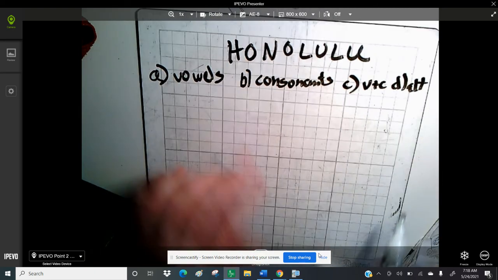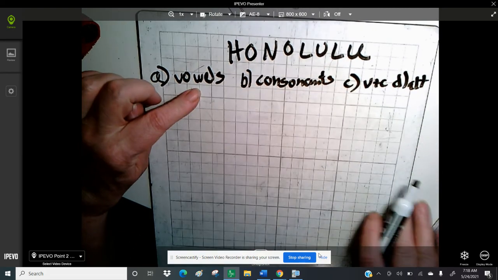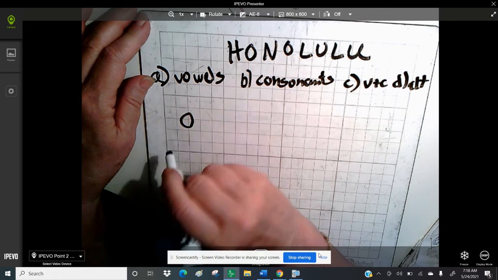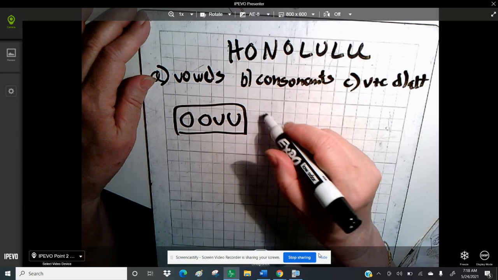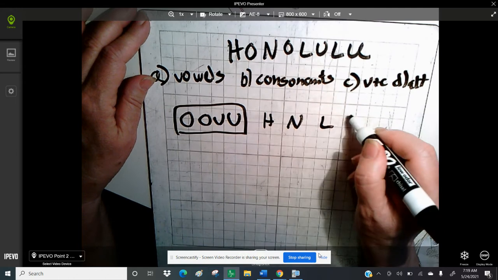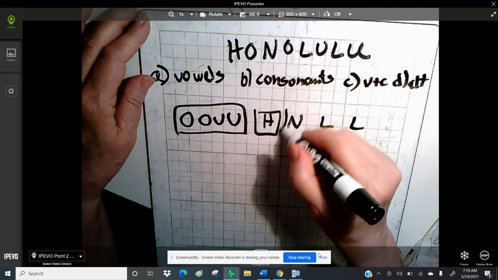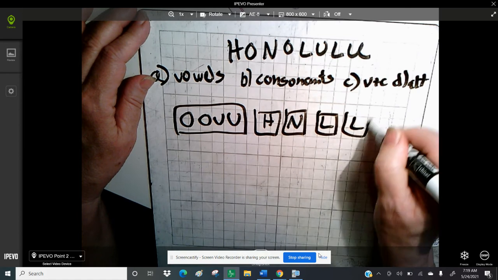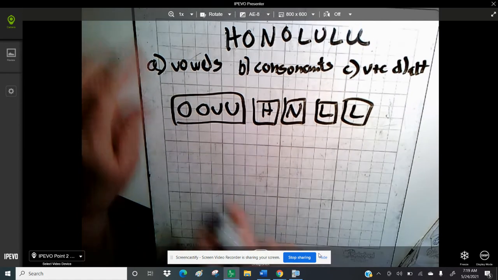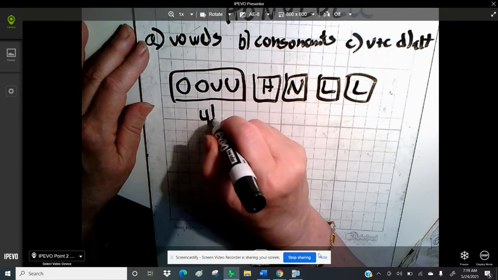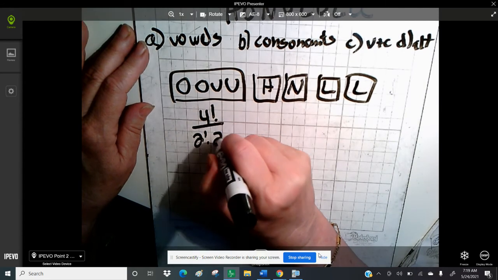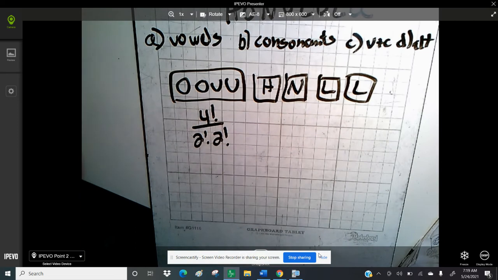All right, so here's the word Honolulu. The first one is if the vowels have to be kept together. So I'm going to put O, O, U, U in a box, but H, N, L, L are in boxes by themselves because they do not have to stay together. They can be anywhere. So let's first figure out how many ways I can arrange these 4. Well, there's 4 things, but I have 2 O's and 2 U's, so I have to divide those out.